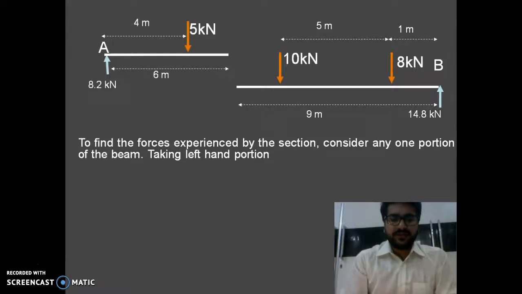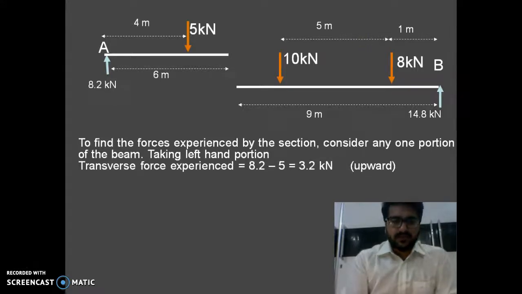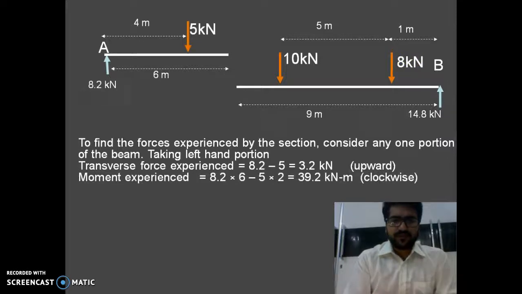So to find the forces experienced by the section, consider any one part of the beam, say the left hand portion. See, upward forces I am considering as positive and the downward forces I am considering as negative. So the net transverse force experienced in the left part will be 8.2 minus 5. So the net force will be 3.2 kilonewton upward, because 8.2 dominates over the 5 kilonewton. Similarly, we can calculate also moment.